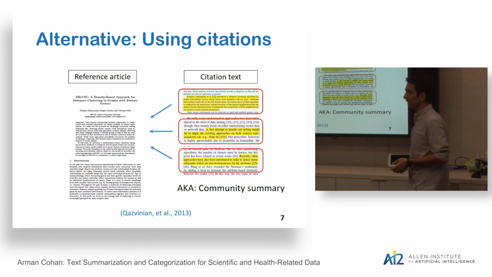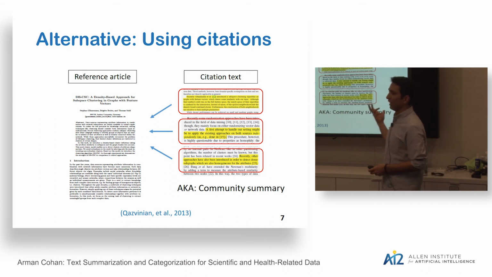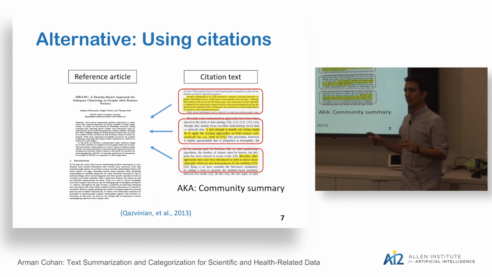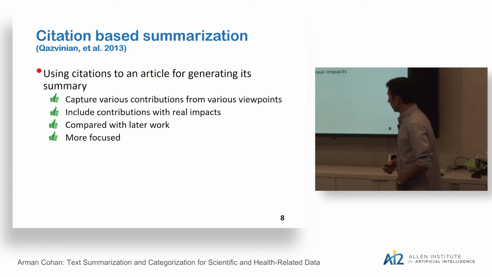So an alternative way is to just use the text surrounding citations. Because each of these citations is capturing some specific point about the paper. If we put them all together, we are able to capture different aspects of the paper. This is good because, again, it is written by several people. It can capture various viewpoints.